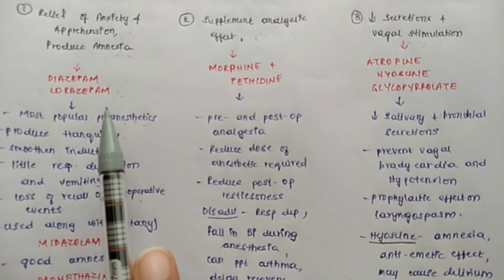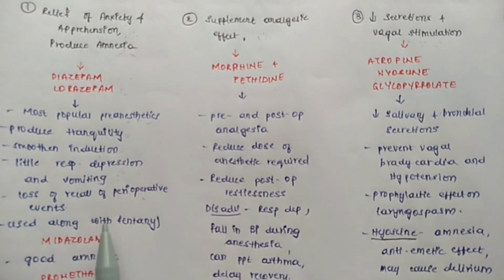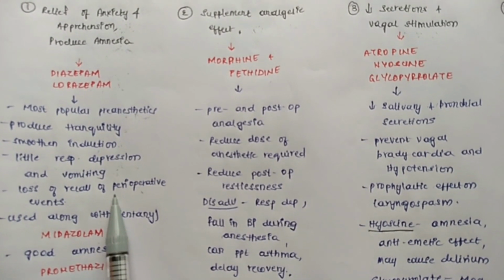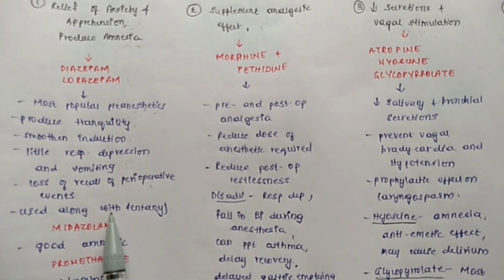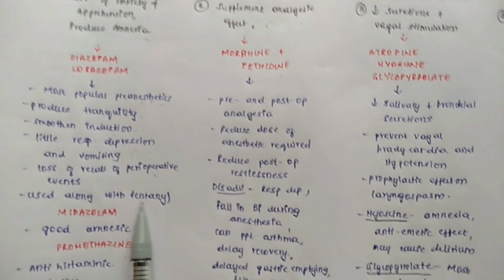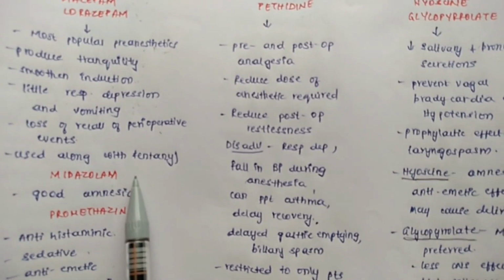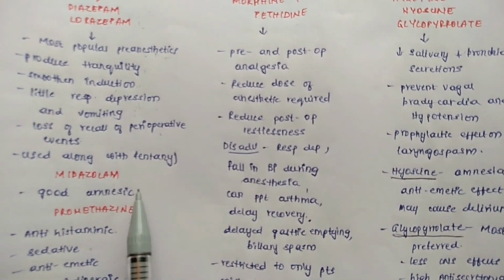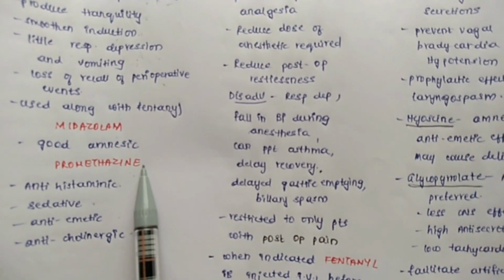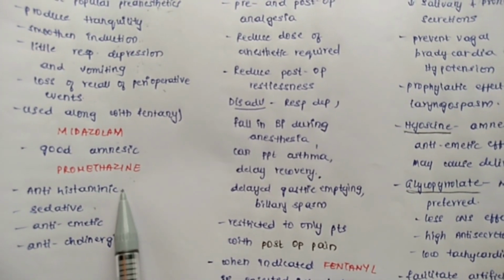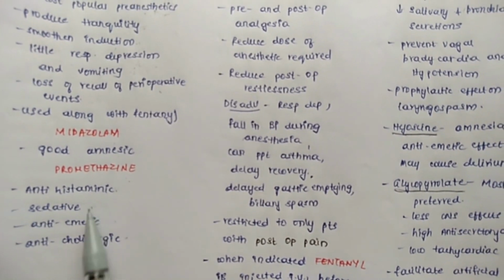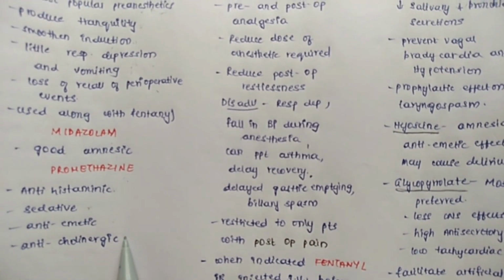When diazepam and lorazepam are given to the patient, they lead to loss of recall of all the perioperative events, and thus they are the best drugs that can be given. Diazepam and lorazepam are often used along with fentanyl in many surgeries and endoscopic procedures. Now coming to midazolam, it's another benzodiazepine which has good amnesic properties. And the third drug in this category is promethazine. It is not a benzodiazepine, instead it is an antihistaminic with various other properties like the sedative property, antiemetic property and anticholinergic property.